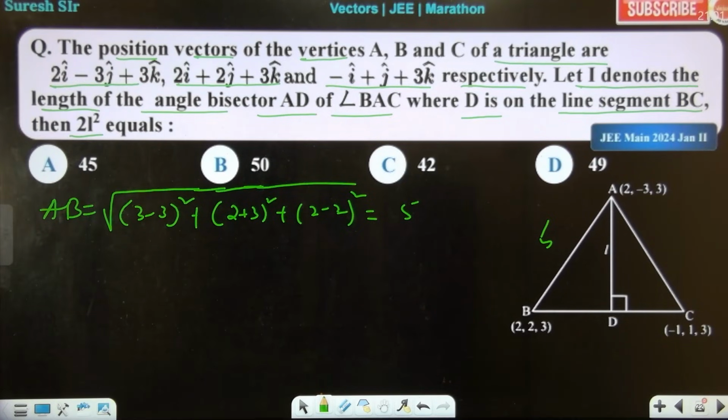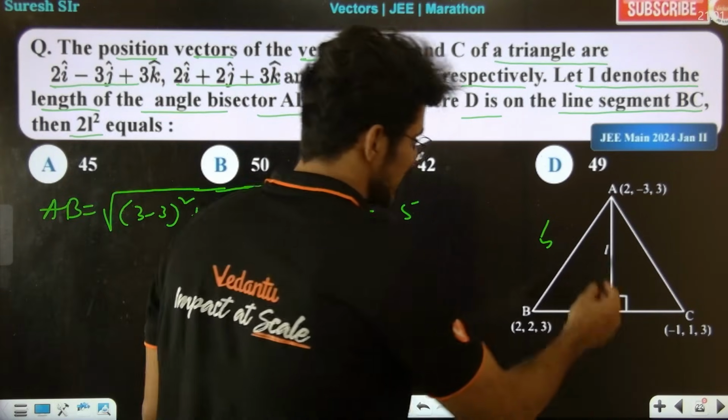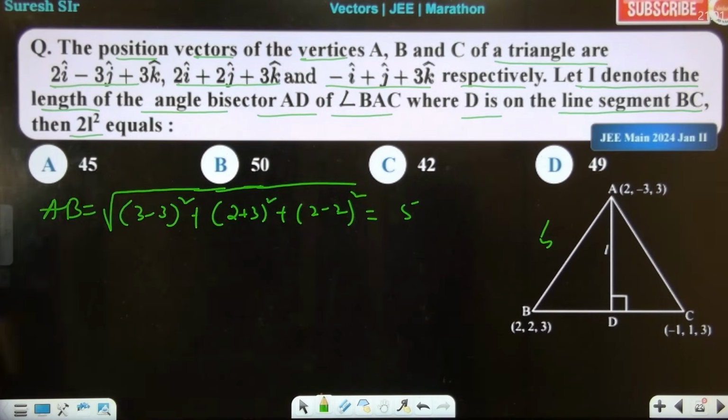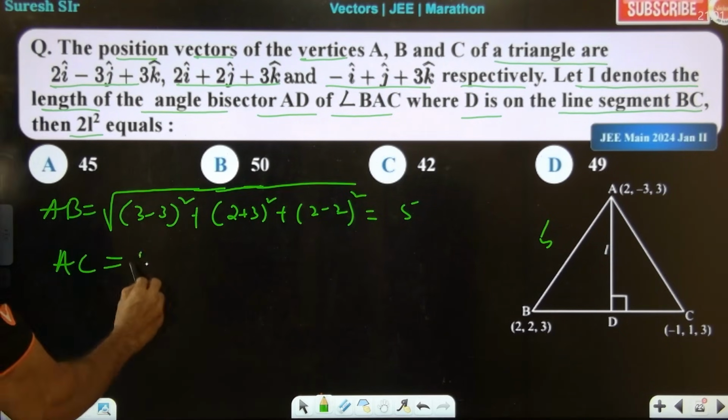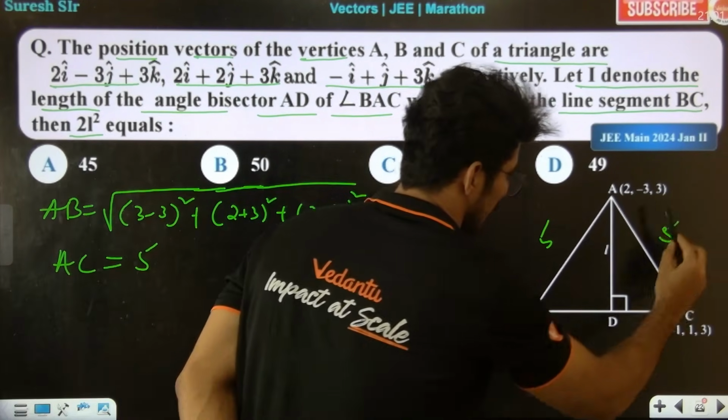So similarly, what is BC? I mean, what is AC going to be? Tell me, what is AC? So 3 minus 3 is 0, and 4 and then 3. So what is that going to be? AC is also going to be 5. Check, AC in the same way you find out, this is also going to be 5.